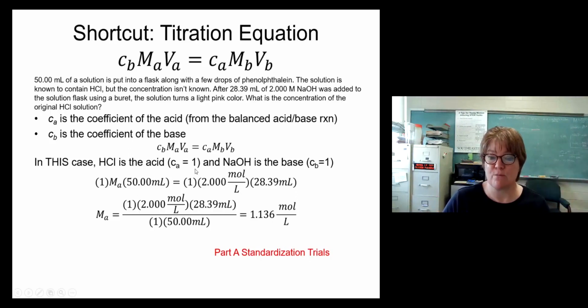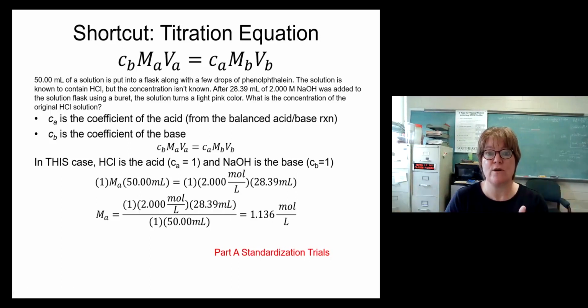So my coefficients are both 1s. If I, for instance, use 50 milliliters of a solution and I knew it has HCl, but I don't know what its concentration is, and I add 28.39 milliliters of exactly 2 molar NaOH, I can now plug that in. So I'm looking for the molarity of the acid in this particular example, although in our example we're looking for the molarity of the NaOH. And then I solve it and I get my answer.